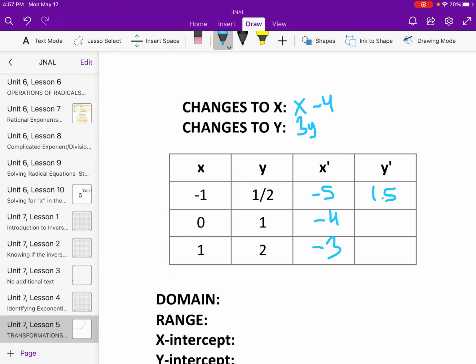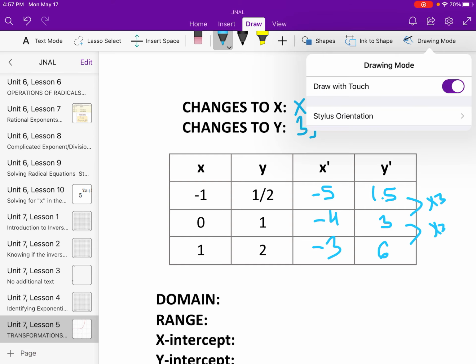1 times 3 is 3. And 2 times 3 is 6. What do we notice here? You do times 3 here, you do times 3 here. That makes sense. That's how our function works. And what else makes sense here?